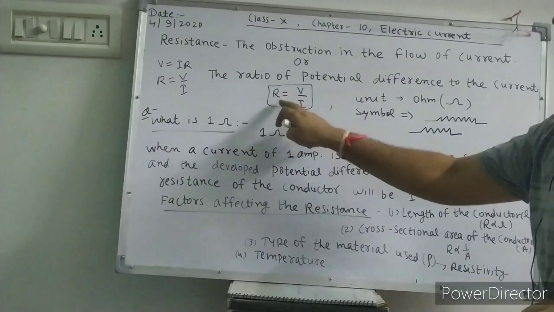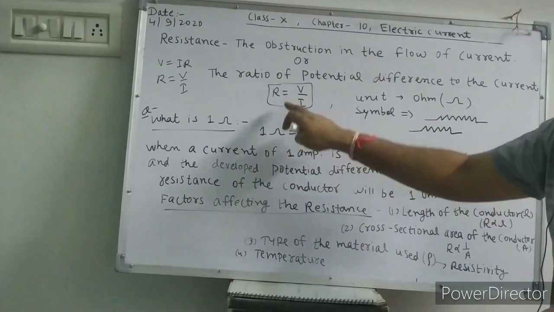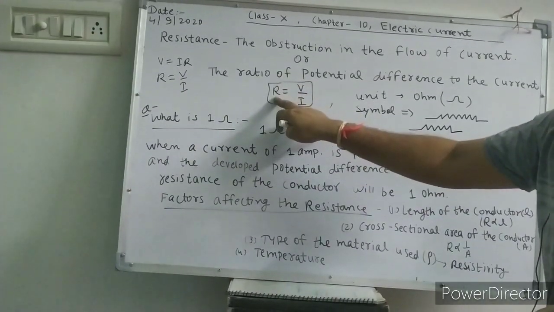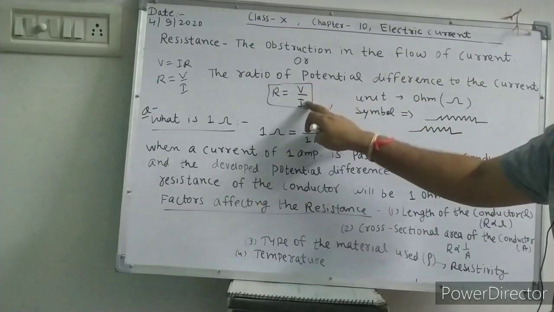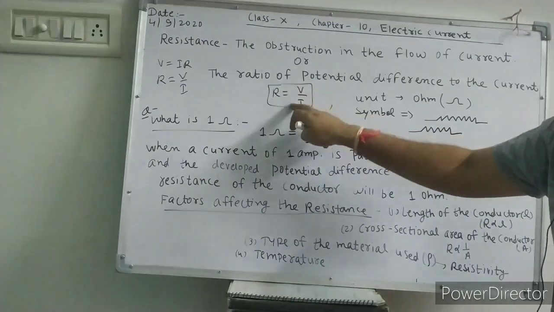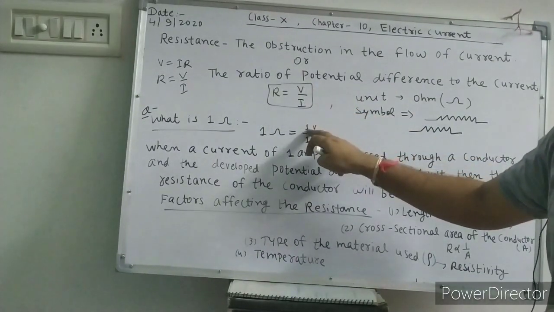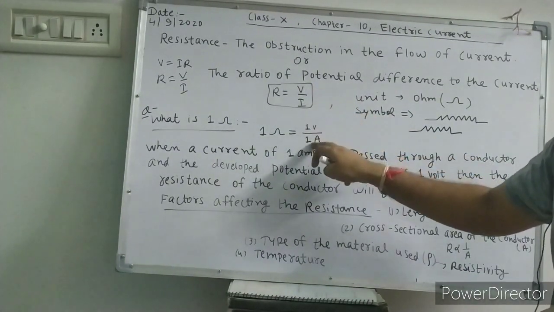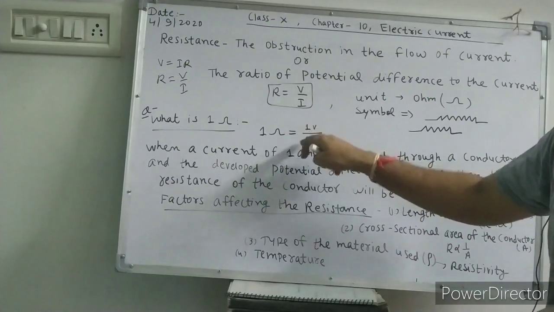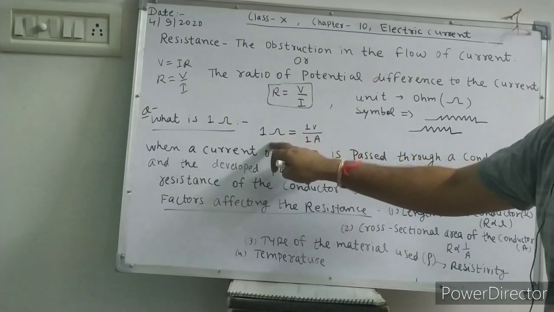Now what is 1 ohm? What is the definition of 1 ohm? See, resistance depends on voltage and current, and both are 1. The voltage is 1 volt and the current is 1 ampere. Then the resistance is 1 ohm.